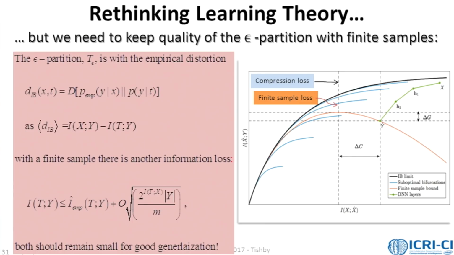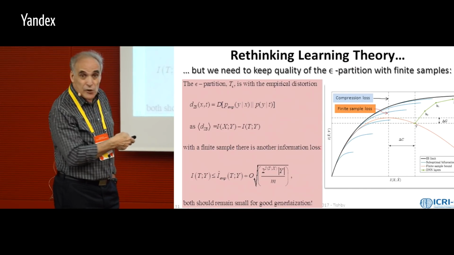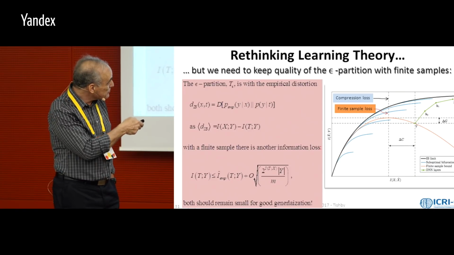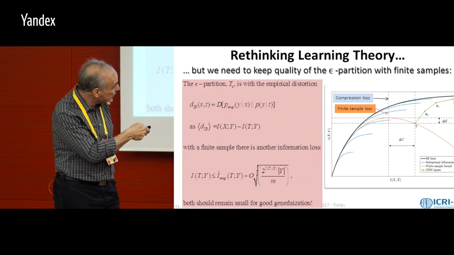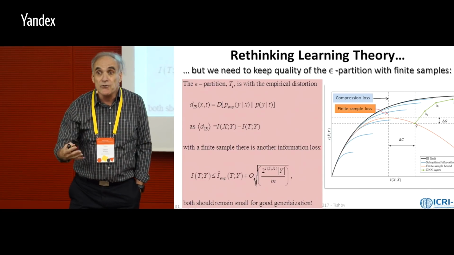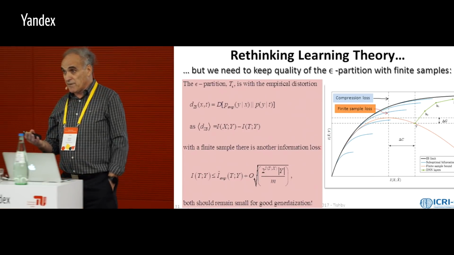There are two losses, in terms of two imprecisions in this argument. One of them is what I call the compression loss, which is what I induce by any compression that is lossy. This is the first part. And then there is the finite sample loss, which is the difference between the red and the black. I want both of them to be small in order for my bound to be worth anything.